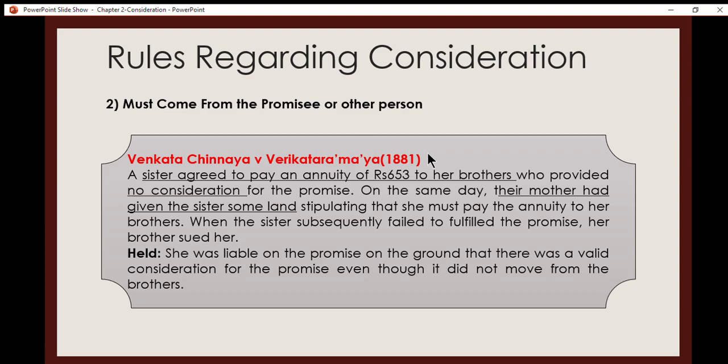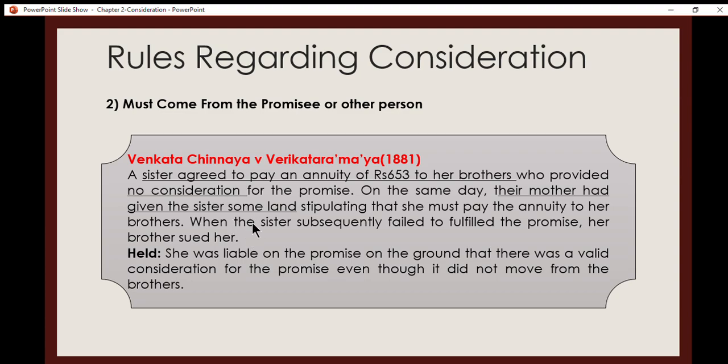1881. In this case, a sister agreed to pay an annuity to her brothers, but her brothers provided no consideration for the promise. On the same day, their mother had given the sister some land, stipulating that she must pay the annuity to her brothers. When the sister subsequently failed to fulfill the promise, her brothers sued her. So the issue before the court is whether her brothers can take action against her.